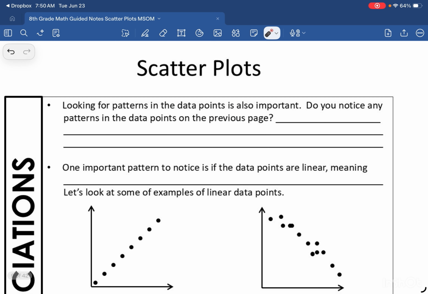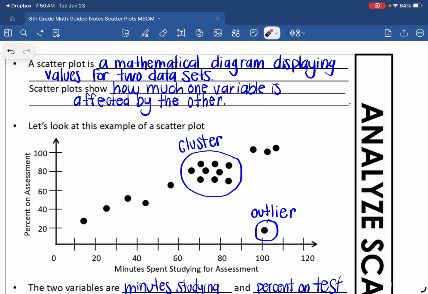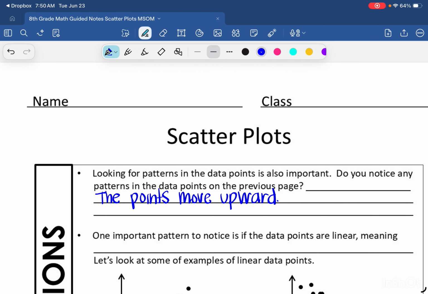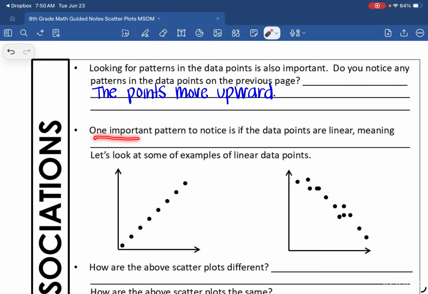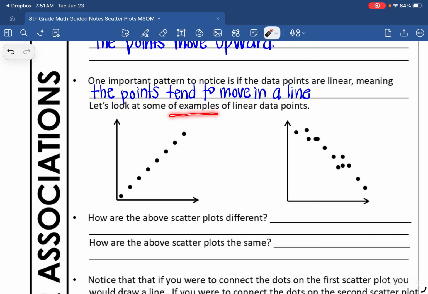Looking for patterns in the data points is also important. Do you notice any patterns in the data points on the previous page? So if I'm looking at these points right here, besides this outlier, I can kind of notice that the points are going in an upward direction. One important pattern to notice is if the data points are linear, meaning the points tend to move in a line. Let's look at some examples of linear data points.